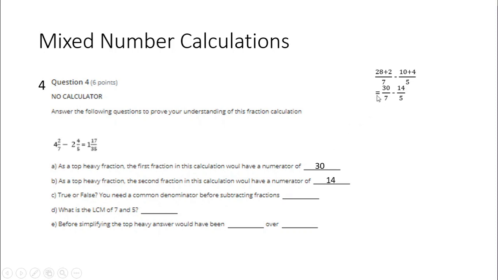Now I've got two top-heavy fractions. In order to subtract this, I'm not going to do 30 minus 14 because I don't have the same denominator. I do need a common denominator before I can do that. In order to get a common denominator, the next question is leading you there. What is the lowest common multiple of 7 and 5?